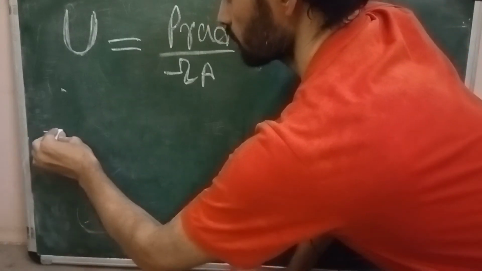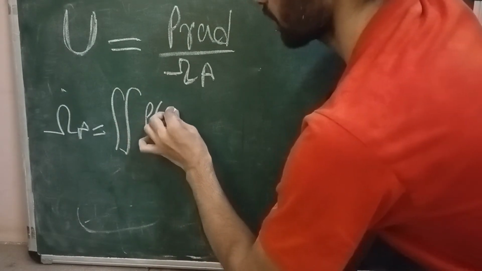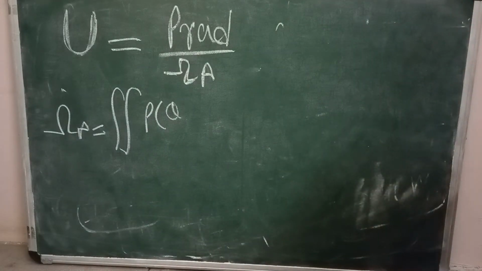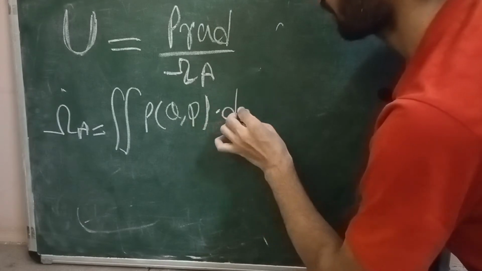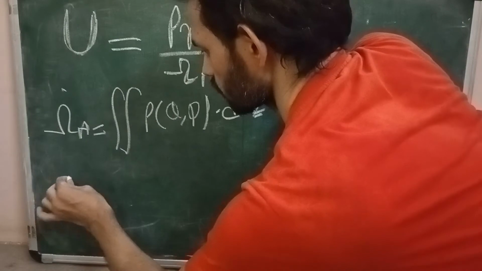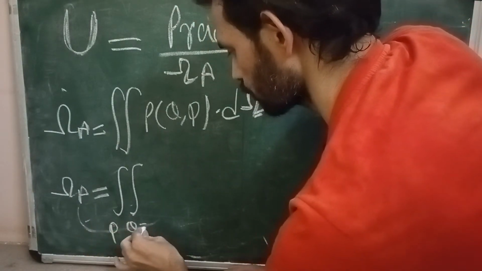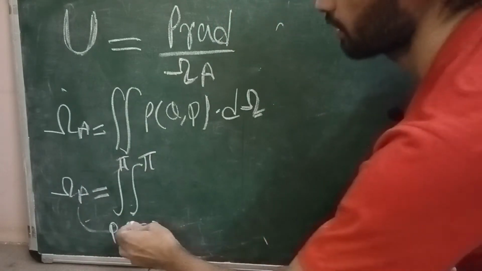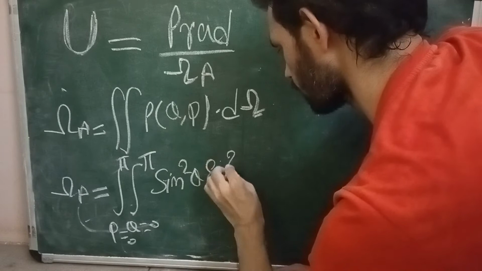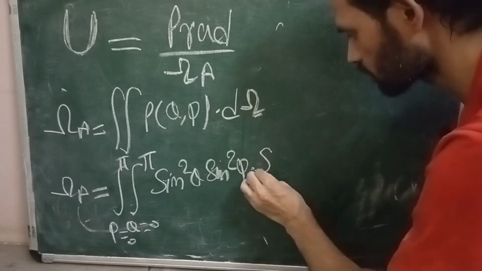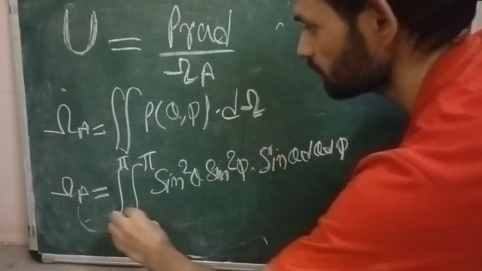The solid angle is nothing but the surface integral of the radiation pattern of the antenna, U(θ, φ), into dΩ, the differential solid angle. So the solid angle equals the surface integral, with φ and θ both from 0 to π, of sine square θ into sine square φ into the differential solid angle, sine θ dθ dφ. This is my solid angle.